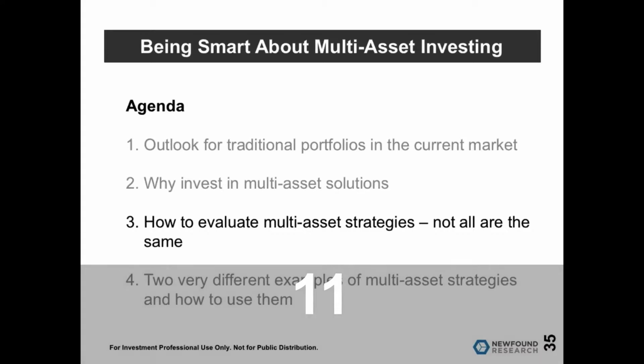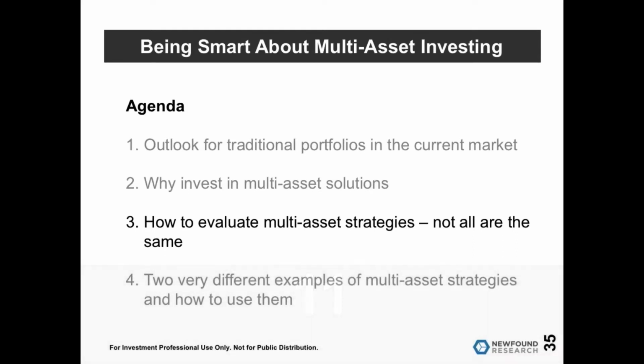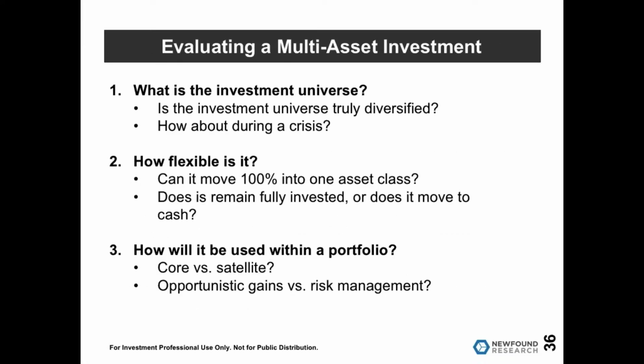Okay, so we've seen the outlook for traditional portfolios, and we've seen some reasons why you might want to include multi-asset solutions. Now we're going to look at how you evaluate these multi-asset strategies. Some of the questions that we focus on when we're looking at this at Newfound is, what's the investment universe? How is it truly diversified? And what happens during a crisis when typically correlations go to 1? How flexible is the strategy? Can it move to one asset class, or does it remain fully invested, or is it going to be able to move to cash? And then how are you going to use it within a portfolio?